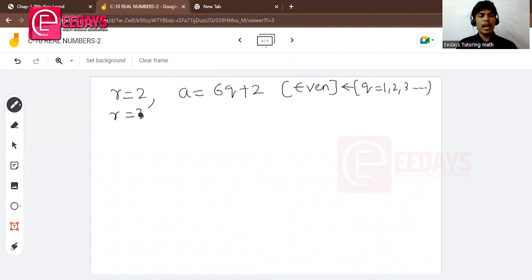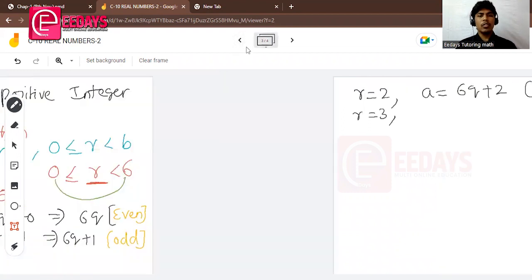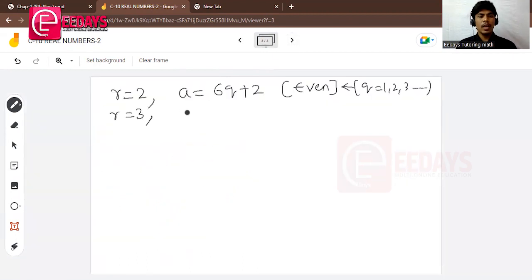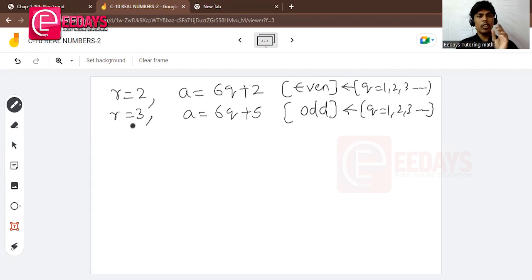Now you can try with r is equal to 3. Till where do we have to do the trial and error method? Till 5, because r is equal to 0, 1, 2, 3, 4, 5. With r is equal to 5, you'll get 6q plus 5. If you substitute carefully, 6 into 1, 6 plus 5, it is 11. 12 plus 5, it is 17, like this. So again, you are getting odd numbers while taking q is equal to 1, 2, 3, and so on. I hope everyone got some idea.